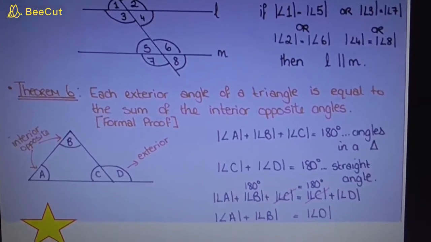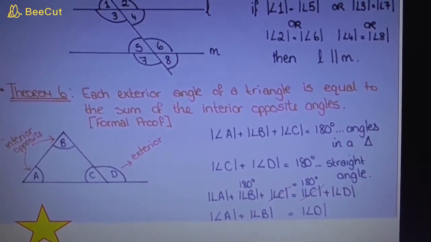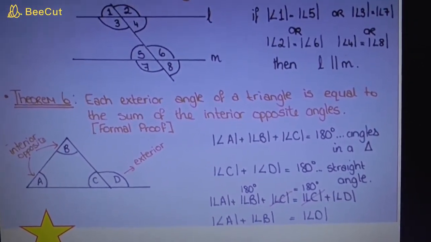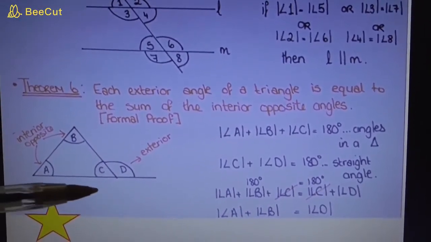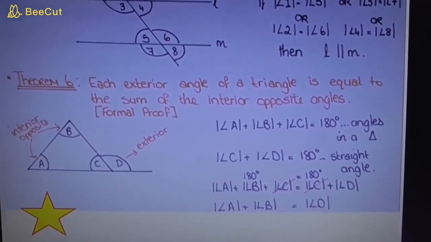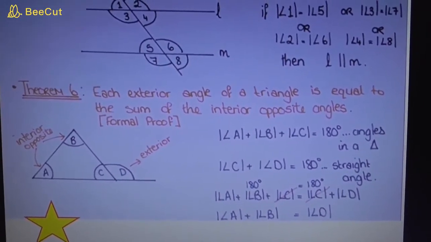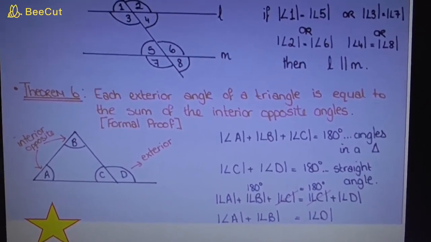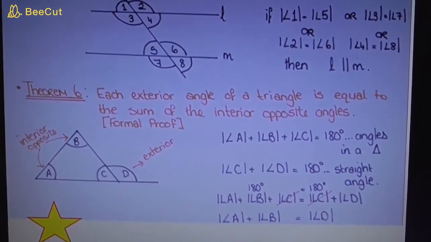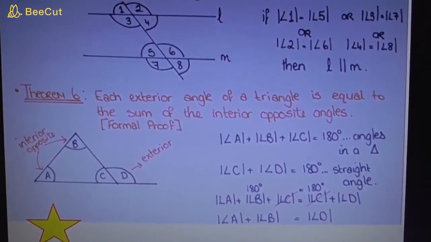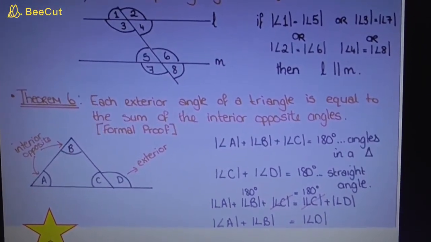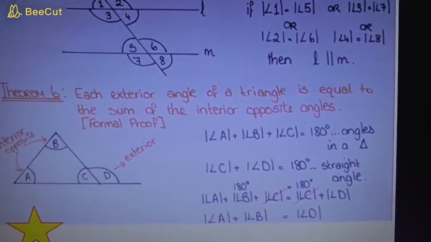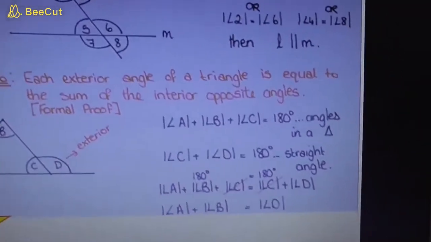Okay, then what have you been given? We have been given a triangle ABC and an extended angle D. That's what you've been given. Construction: label the angles A, B, C and D. That's your construction. To prove. So this is my proof part.